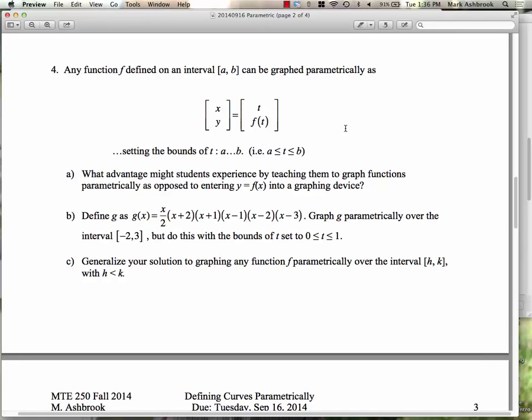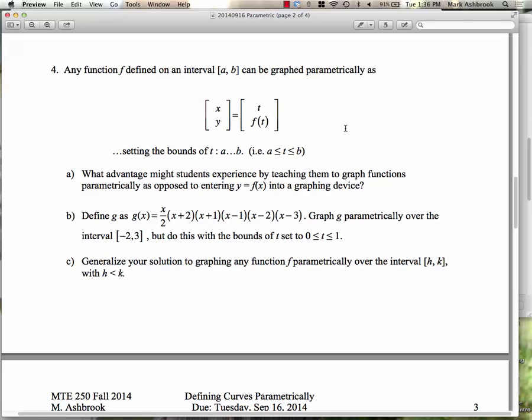All right. So, what did you guys think about? So let's talk about 4A. Obviously, in terms of pre-calculus and high school students, this is a less common, if at all, way of graphing a function parametrically. So what advantage might there be to having students graph parametrically over our traditional y equals f of x?